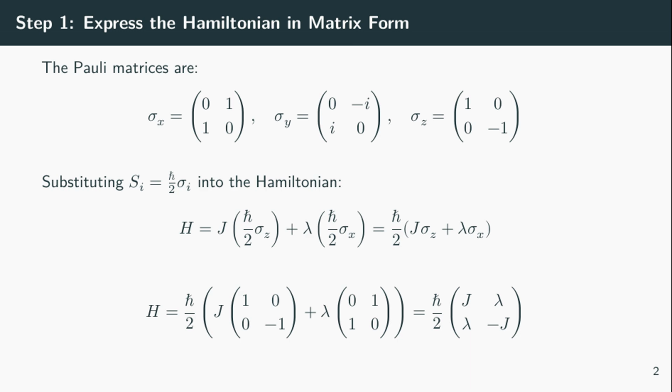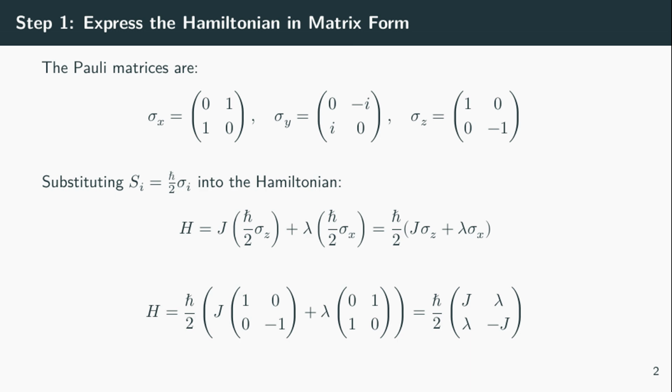Alright, step 1 is to get our Hamiltonian into a clear matrix form. We know the Pauli matrices for x, y, and z. Sigma x is the matrix 0, 1, 1, 0. Sigma y is 0, -i, i, 0. And sigma z is 1, 0, 0, -1. We are given H equals J Sz plus lambda Sx. We substitute the definitions of Sz and Sx using the Pauli matrices. So H becomes J times h bar over 2 sigma z plus lambda times h bar over 2 sigma x.